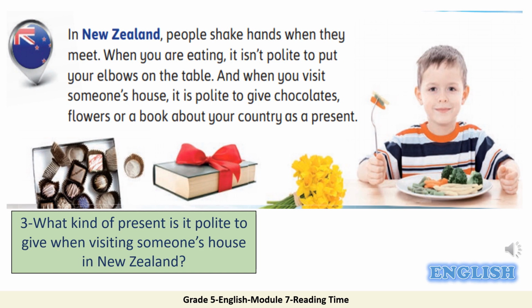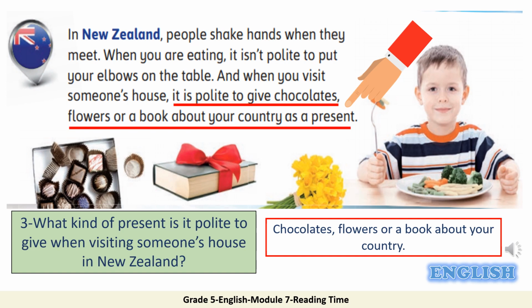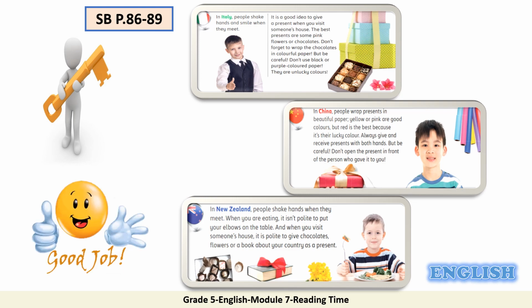So, the answer is chocolates, flowers, or a book about your country. Good job. From where did you get the answer? From here. Exactly. You are doing great. You answer all the questions and you justify your answers. Good job.